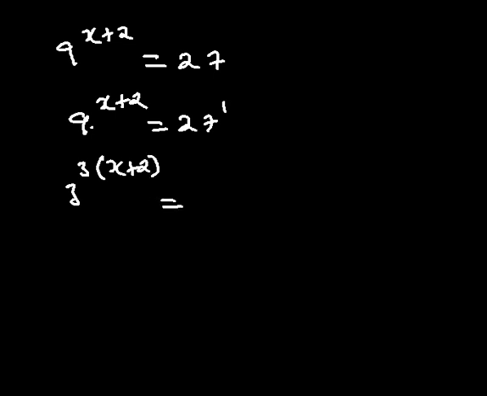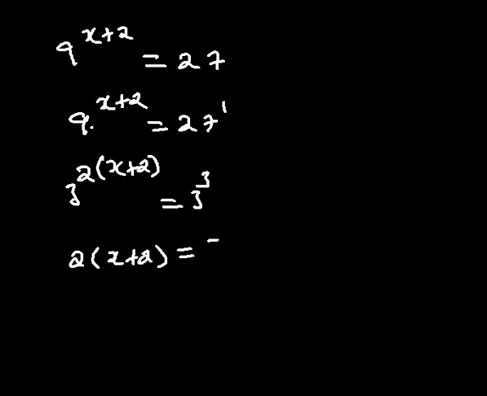So we have it as 3 to the power 2, and 27 is given as 3 to the power 3. Since the bases are the same, we just have to equate the powers.